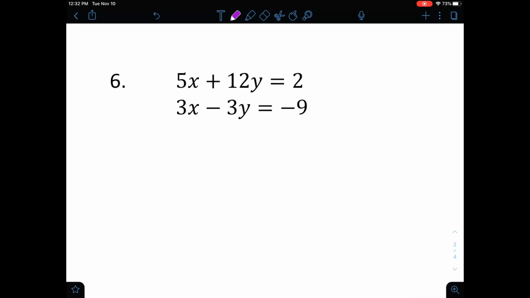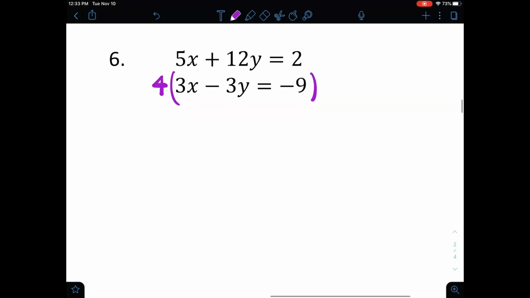Okay, we have 5x plus 12y equals 2 and 3x minus 3y equals negative 9. So I want to cancel x's or y's. Can I multiply 3x by something to get the opposite of 5x? Not really. Can I multiply negative 3y by something to get the opposite of 12? Yeah, 3 times 4 is 12, so I'm going to multiply the bottom by 4 to get the y's to cancel, because negative 3 times 4 would be negative 12. You could also have multiplied the top by negative 3 and the bottom by 5 to cancel the x's, but I say work smarter, not harder. We can multiply just the bottom equation by 4 to get the opposite of 12, which is negative 12.